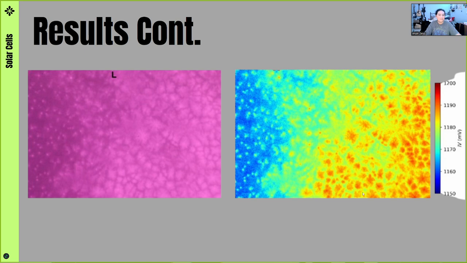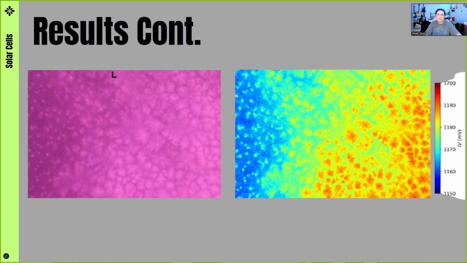So implied voltage means just the theoretical limit of the voltage. This is what we think would likely be the voltage if we were to actually put this cell under some sort of load and try to get electricity from it. So right around here, this red area is the highest voltage area, where it is 1200 millivolts, and then this area over here, as we can see, is very lacking. It's around 1150 millivolts.